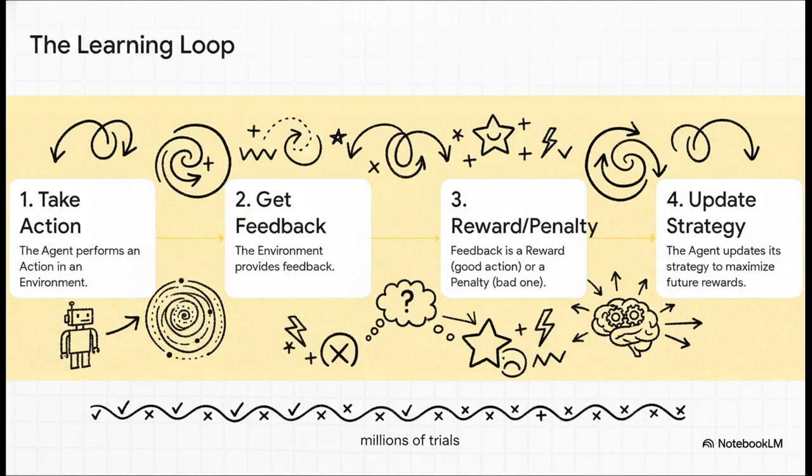It goes like this. 1. The agent takes an action in its environment. 2. The environment responds, giving it some feedback. 3. That feedback is either a reward, hey, that was a good move, or a penalty, nope, don't do that again. And 4. The agent updates its internal strategy, always trying to figure out how to get the most rewards in the long run. It's all about maximizing that positive feedback.